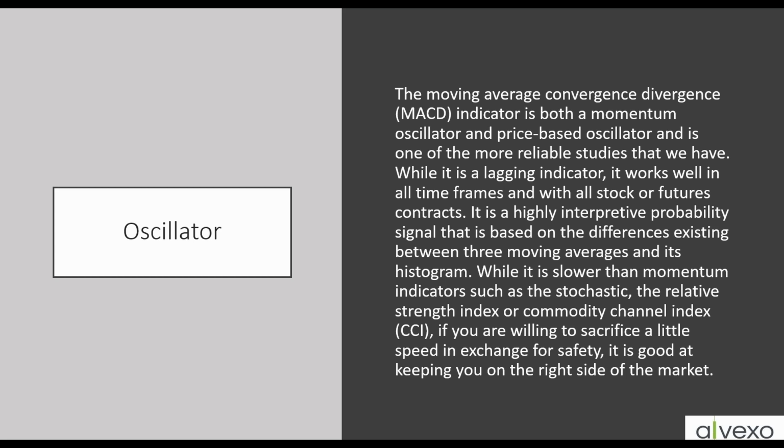So as I said, while it's a lagging indicator, it works well in all time frames, and that's very unusual for a lot of indicators. A lot of indicators don't work well at very short time frames. It is highly interpretive. Probability signals is based on the difference existing between the three moving averages and its histogram. While it is slower than momentum indicators such as stochastics and the RSI and CCI, if you are willing to sacrifice a little speed in exchange for safety, it's good at keeping you on the right side of the markets at all times.